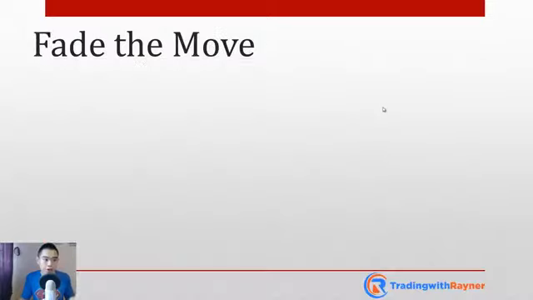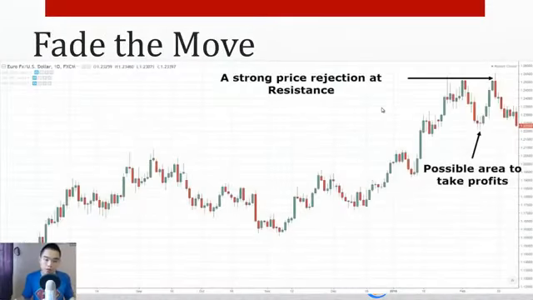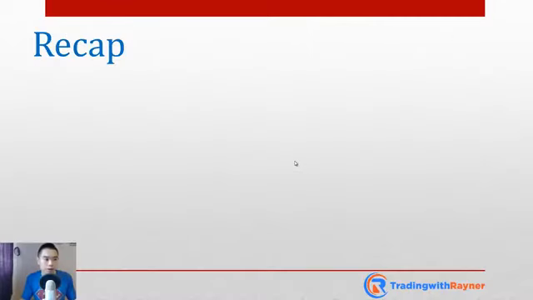Because after all, this one, you're trading with the trend. Whereas this one over here, the fade the move, you don't want to overstay. You're trading against the trend. You want to get out when the market is starting to show signs of strength in the direction of the trend. Okay, so with that said, let's do a super quick recap of what you've learned today.